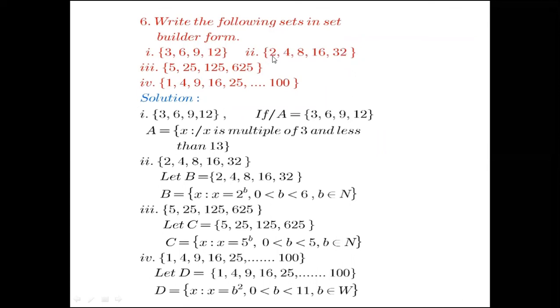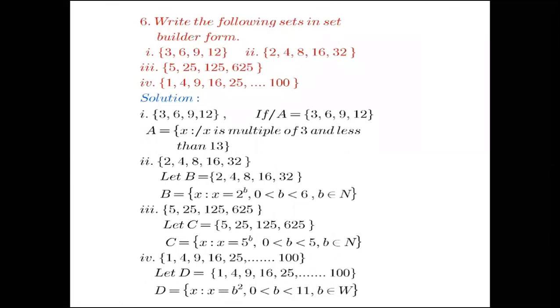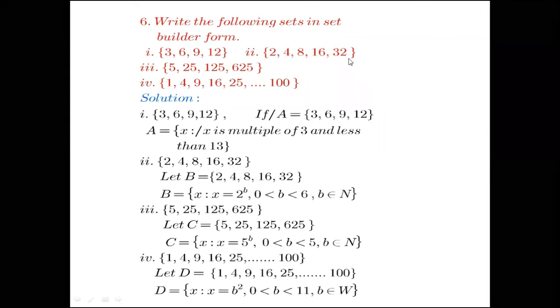Multiplying with 2 means we have to write the exponential form of 2. So 2 to the power of 1 is nothing but 2. Next, 2 to the power of 2 is nothing but 4. Next, 2 to the power of 3 is nothing but 8. 2 to the power of 4, 16. 2 to the power of 5, 32. So here, 2 power 1, 2 power 2, 2 power 3, 2 power 4, 2 power 5.